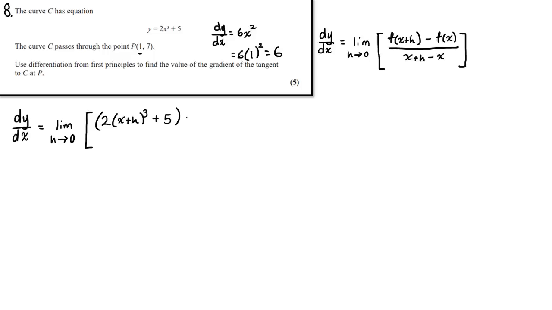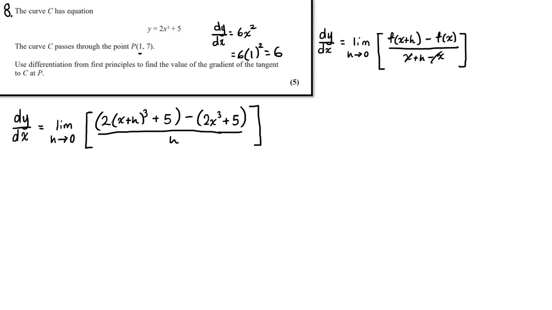And now we minus f of x. So f of x is our equation here, so that's minus 2x cubed plus 5. And this is all over h, because notice this is x plus h minus x. So they cancel, and we just get left with h. So this is all over h. Okay? So that's the first step of our working here.